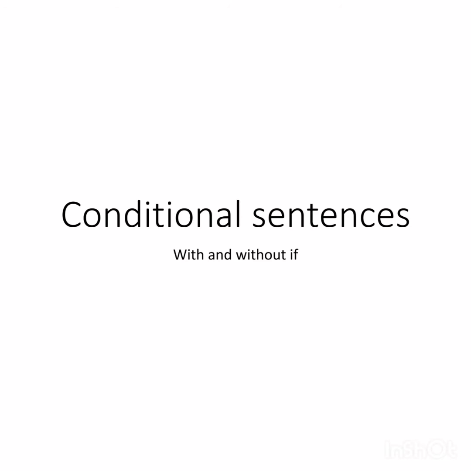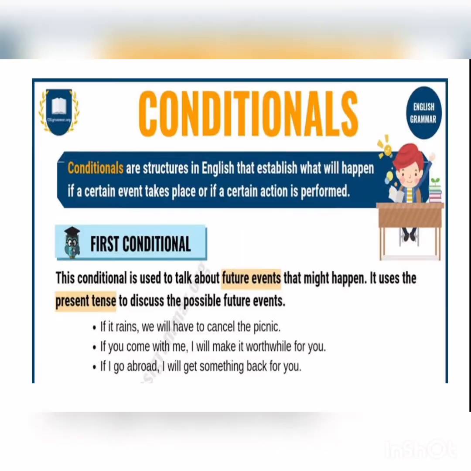So let us start today's topic that is quite confusing one, conditional sentences with and without if. But hey, stop. What are conditionals? Let me tell you, conditionals are structures in English that establish what will happen if a certain event takes place or if a certain action is performed. For example, if it rains, we will have to cancel the picnic. If you freeze water, it turns into ice.